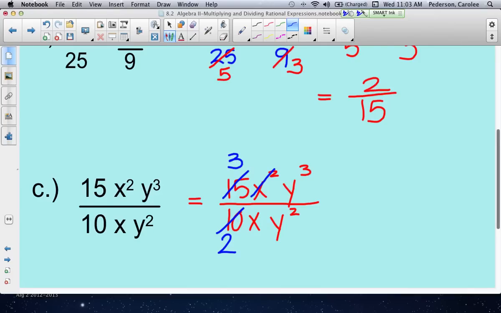So one of those x's is gone, so now I just have an x, and then x divided by x is just the number 1. Or you can just cancel it out. It's not 0 though.